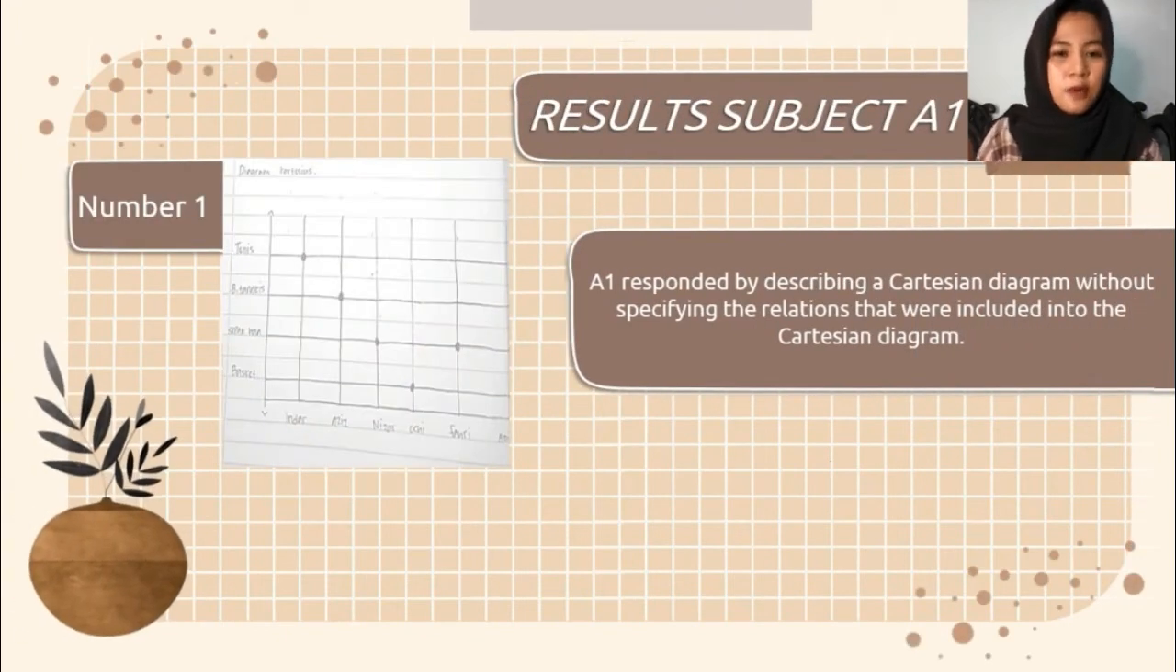The next is number 1C. A1 responded by describing a Cartesian diagram without specifying the relations that were included in the Cartesian diagram.